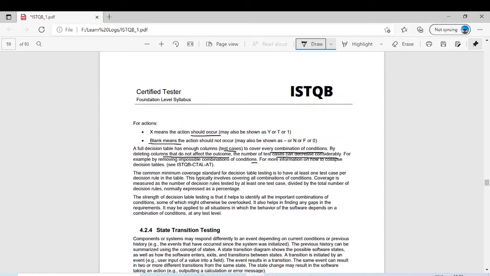For more information on how to collapse decision tables, there is the Advanced Test Analyst syllabus, I guess. There you can see it, but it is not needed for the foundation level. I think the things we have understood are fine.